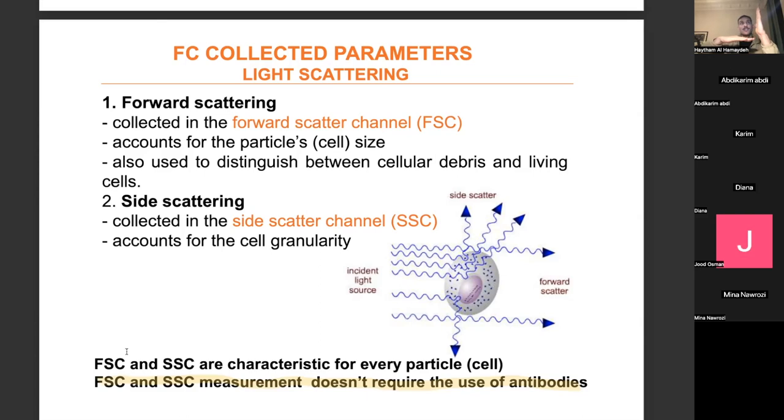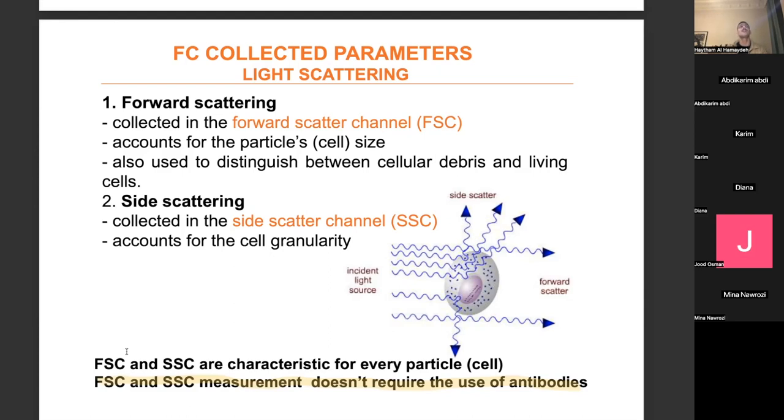Forward and side, so size and granulation, both combined together. So if it's really large and has little granulation, you can find it at a specific point on the graph because it's a combination of both values. Okay? Do you understand? No.